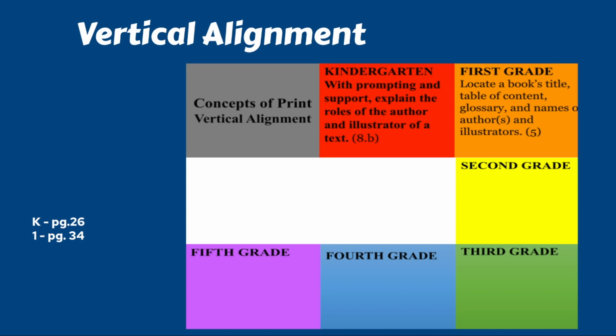All right. Let's take a look at the vertical alignment for concept of print. In kindergarten, students have support from their teacher to explain the roles of the author and the illustrator of a text. While in first grade, the expectation is not only to explain the roles of the author and illustrator, but also locate the book title, which is print concepts, table of contents, and the names of authors and illustrators.